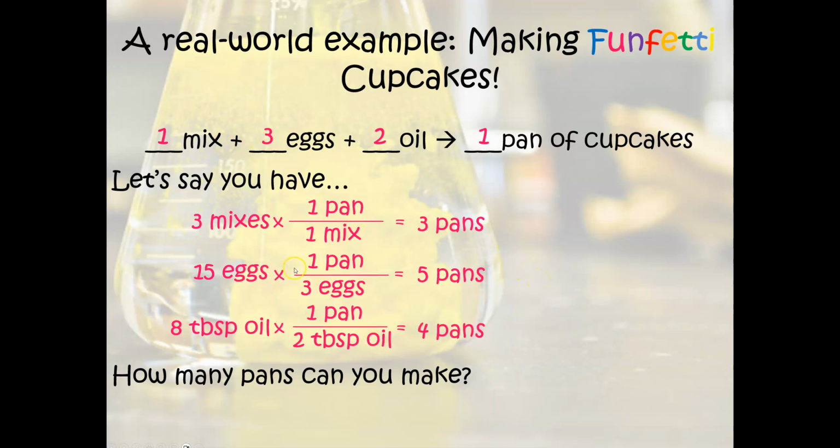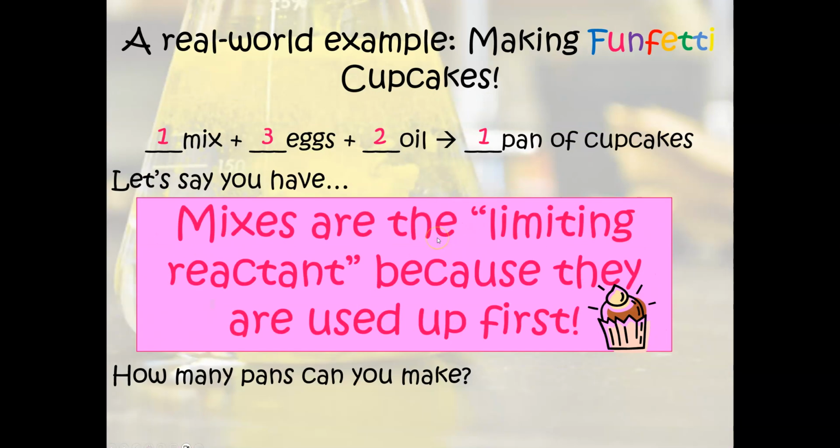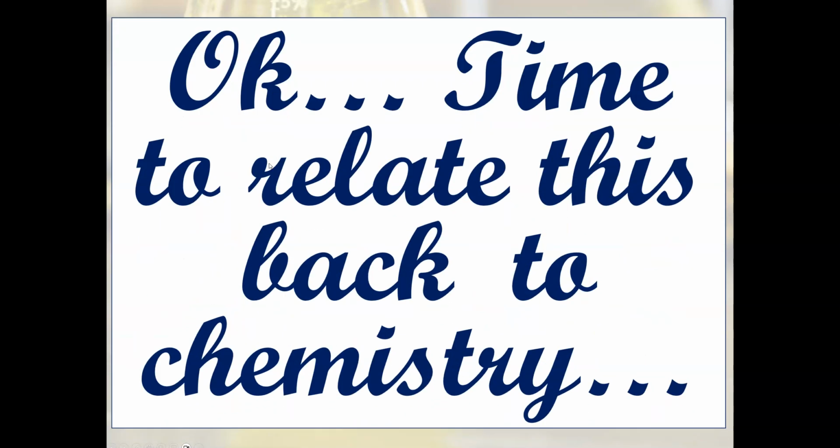So the question is, which one is it? Well, the one we're going to pick is the least amount of pans that we make, which is 3. So mixes are the limiting reactant because they are used up first. If you take a look at the ratio, it's always going to be the one that produces the least amount of product.